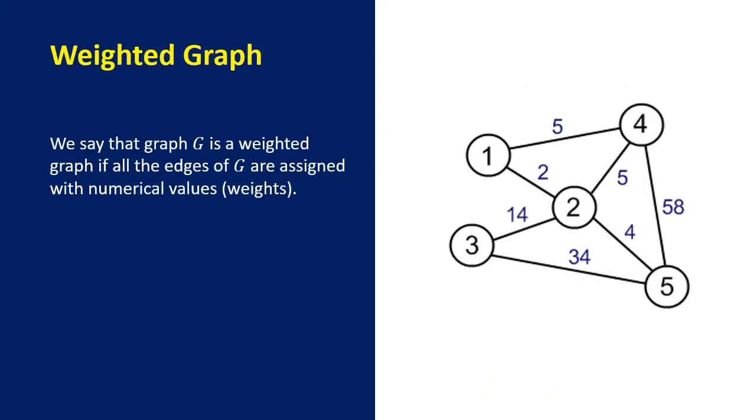Okay, what do you mean by a weighted graph? We will actually be dealing with these weighted graphs. Edges are assigned a numerical value. So for example here, the edge 1, 4 has a numerical value or weight of 5. The weight of edge 1, 2 is 2.